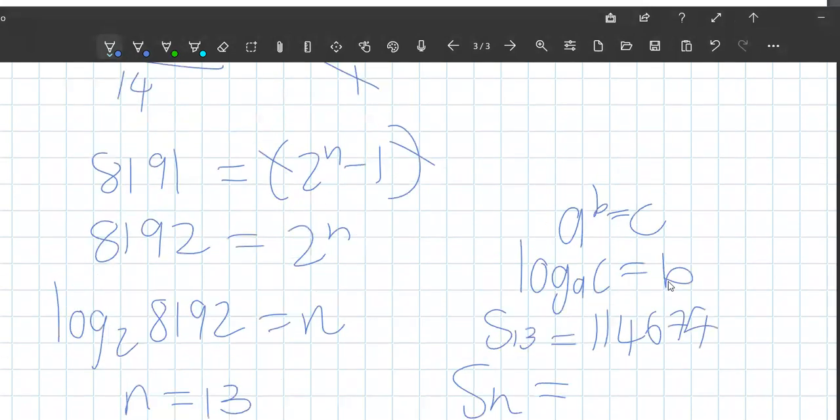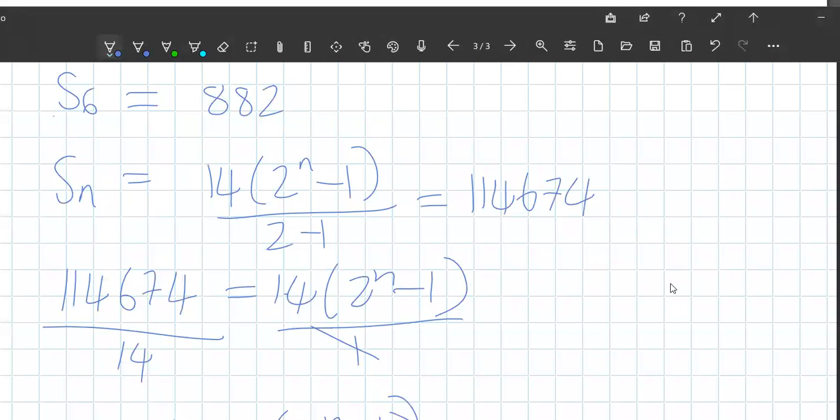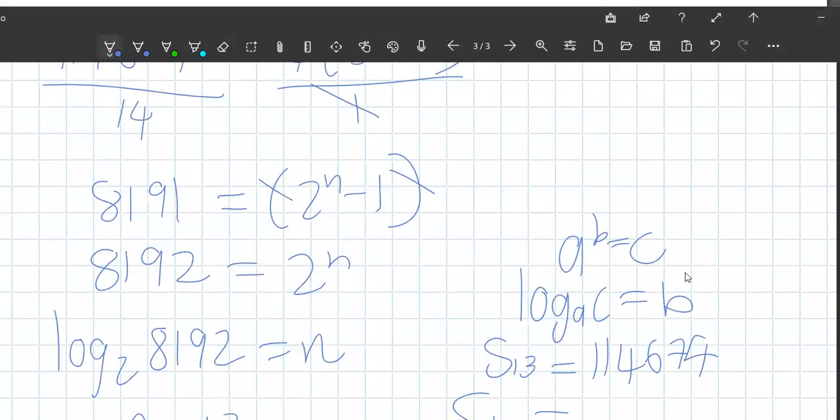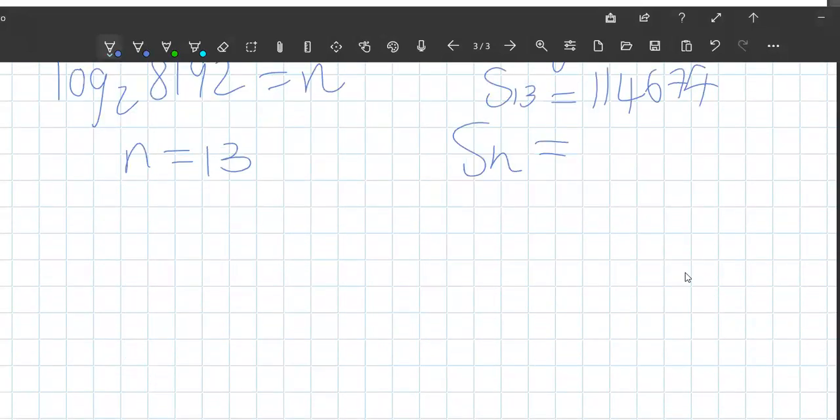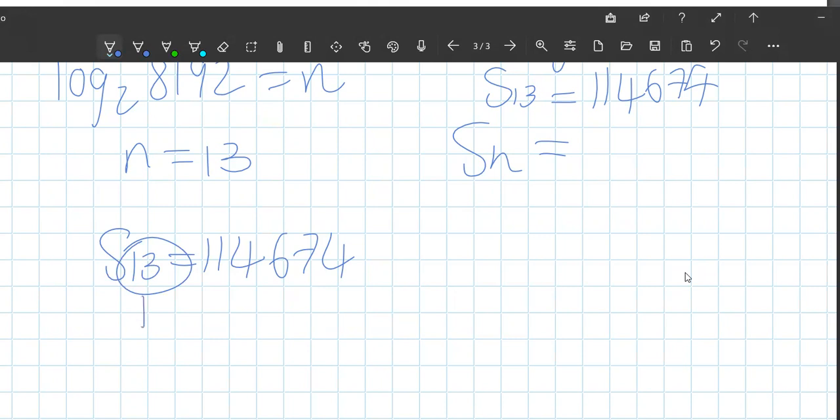So I see that I didn't really need this working of S6, because we can just deduce straight away from here, if S13 is equal to 114674, looking at that 13, we just take away 6 from that 13. 13 minus 6 is 7. We're going to need 7 more terms.